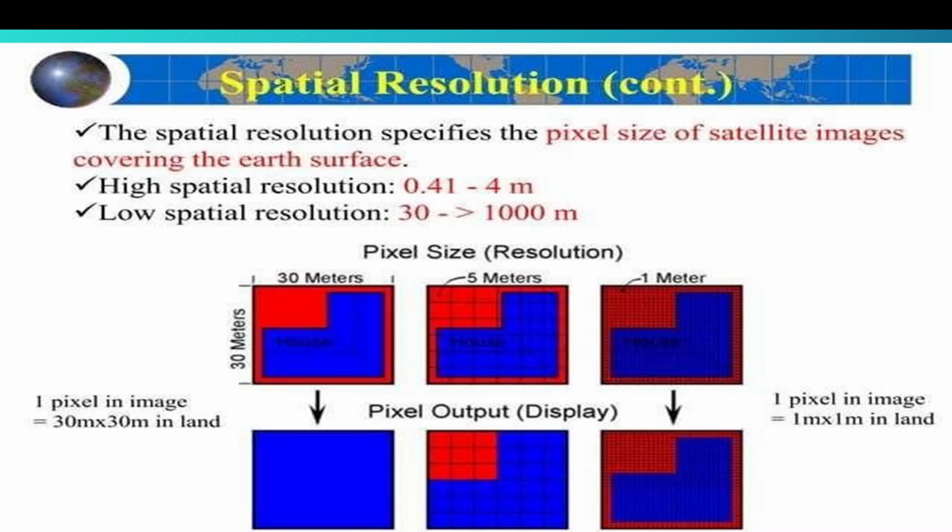So the diagram shows how different pixel sizes, 30 meter, 5 meter and 1 meter, affect image clarity. Smaller pixels capture fine details, making features like houses more distinguishable. Higher resolution is ideal for detailed land analysis, while lower resolution is useful for broader regional studies.